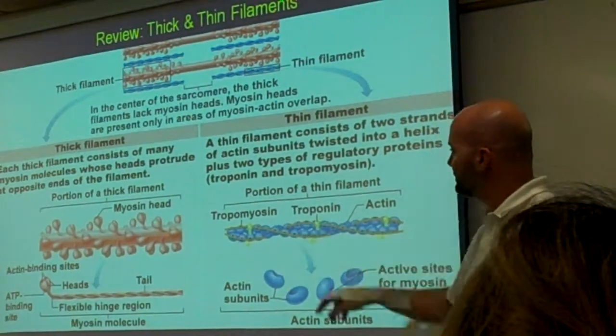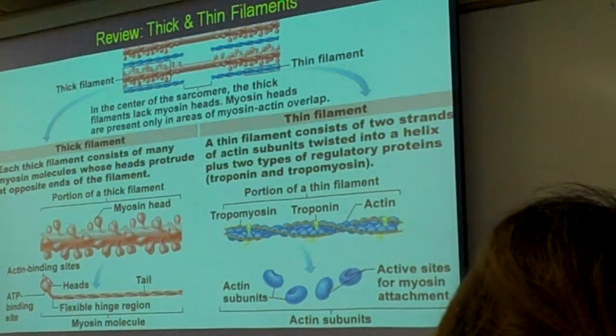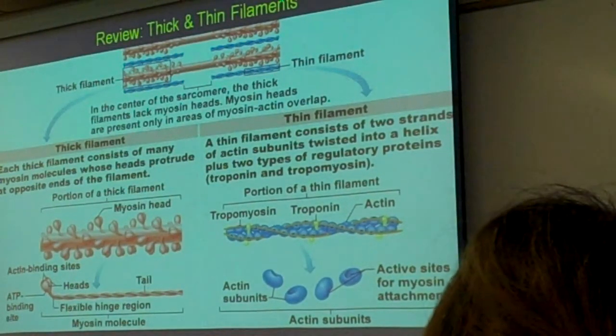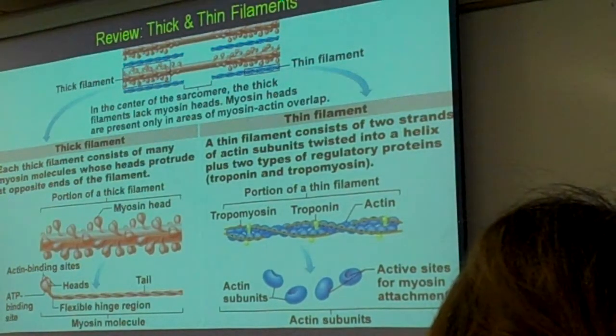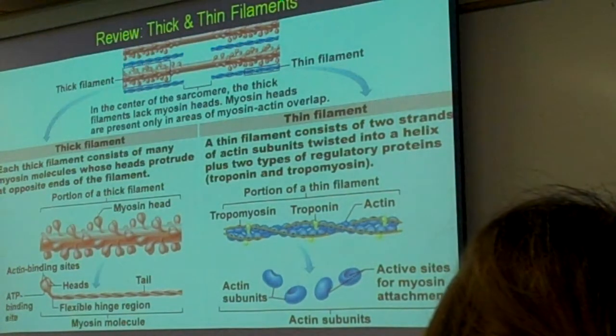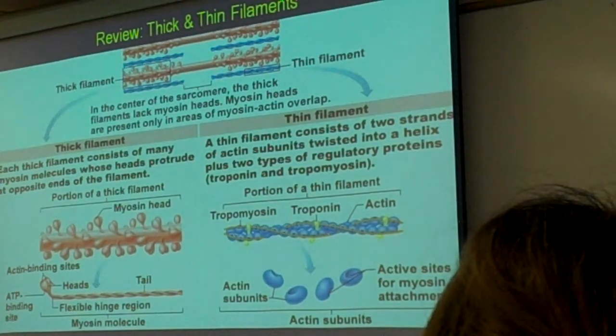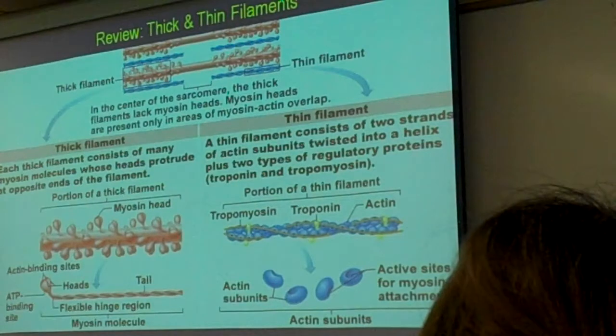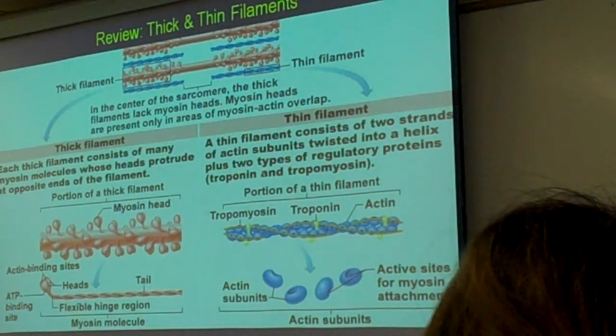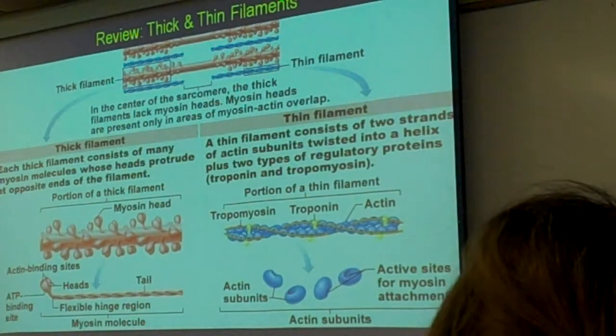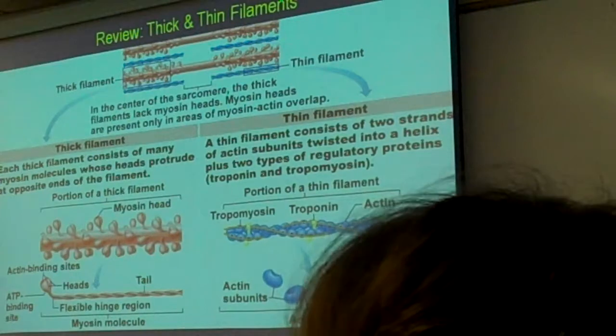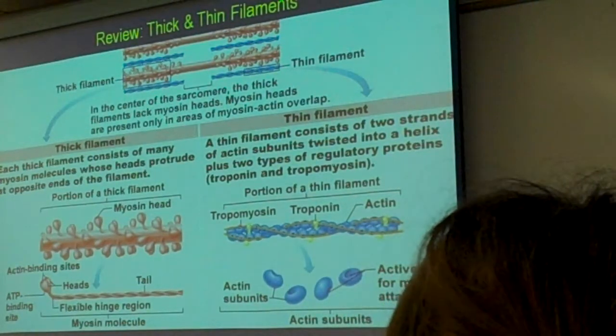How many subunits form troponin, which has quaternary structure? 3. What's the name of the subunit that binds to calcium? TNC. TN for troponin, C for calcium. Which subunit binds to actin? TNI, I is for inhibitory. And which one binds to tropomyosin? T for tropomyosin, TNT.